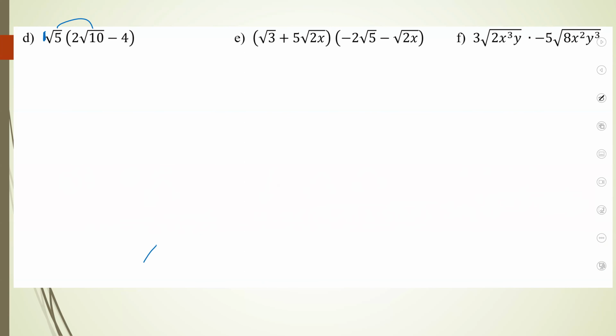1 times 2 is 2. And then you multiply the radicand. The 5 times the 10 is 50. So that's the first one multiplied. Now let's do the second one. We can still imagine a 1 here. So let's distribute. This times this 4. So minus 1 times 4 is 4, and just bring that square root over. So this is what we have.